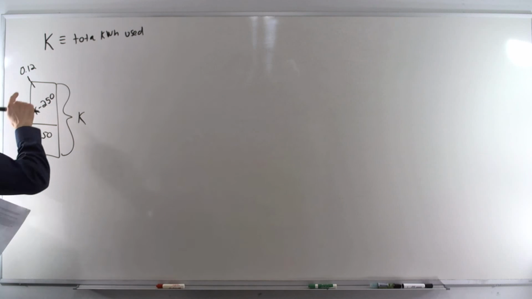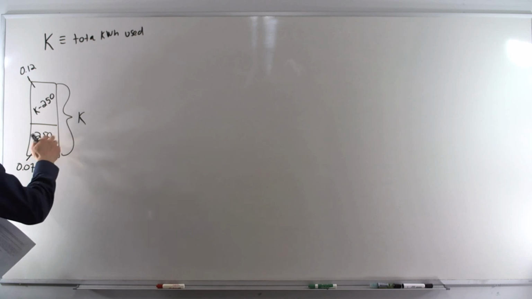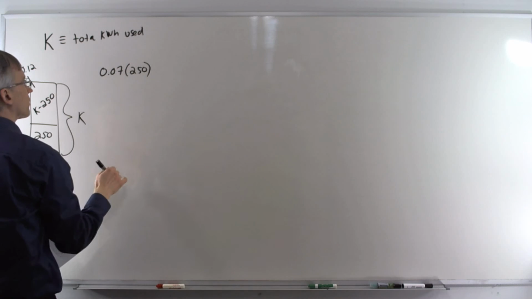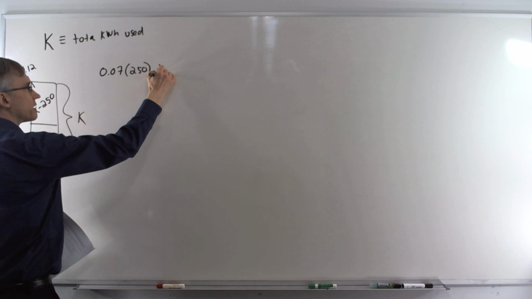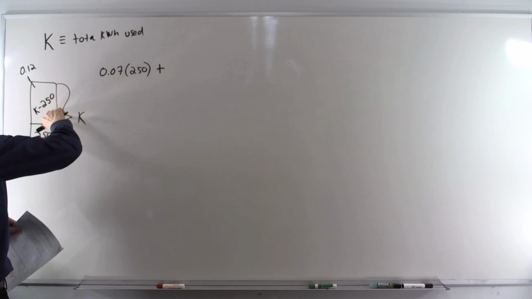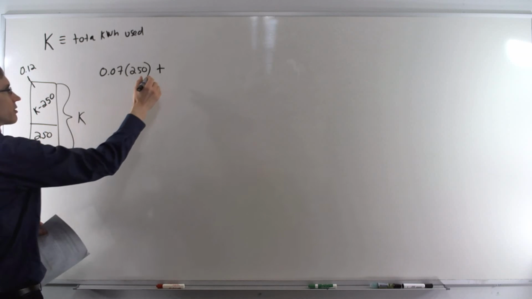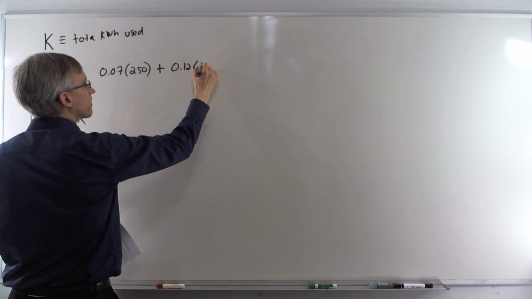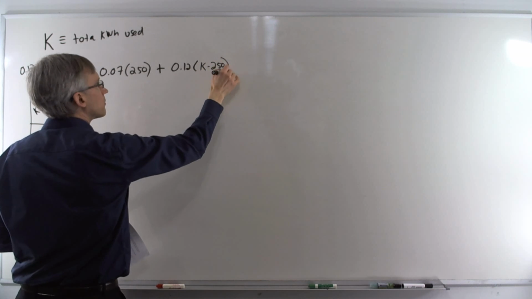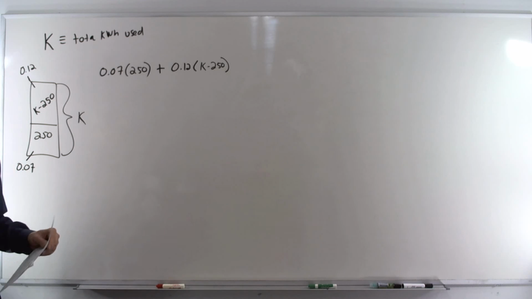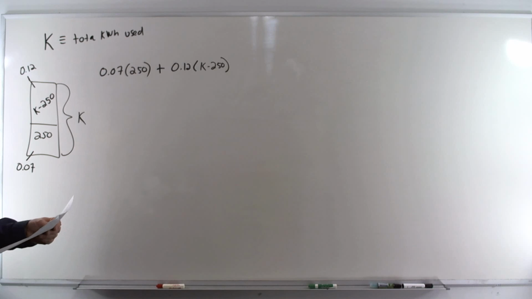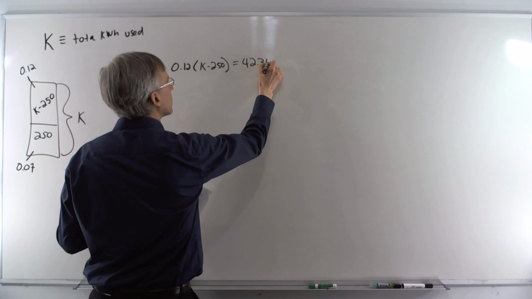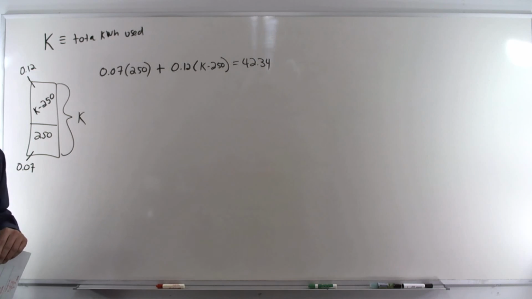So the first part is 0.07 times 250. All right, there's the first portion of the bill. And the second part, for the kilowatt hours over 250, we're going to multiply these two together. So 0.12 times K minus 250. And when we add those two parts of the bill together, we get a total bill of 4234. And there's the equation we can solve.